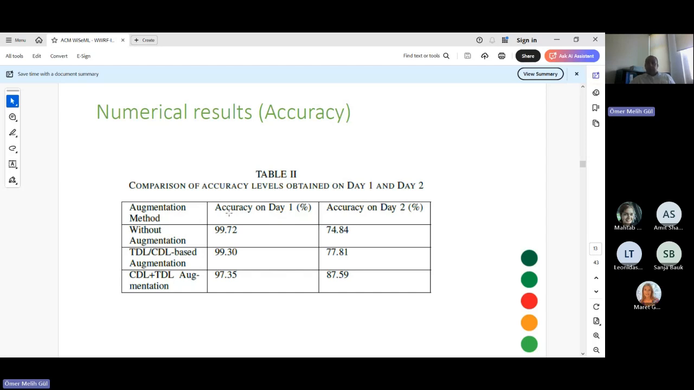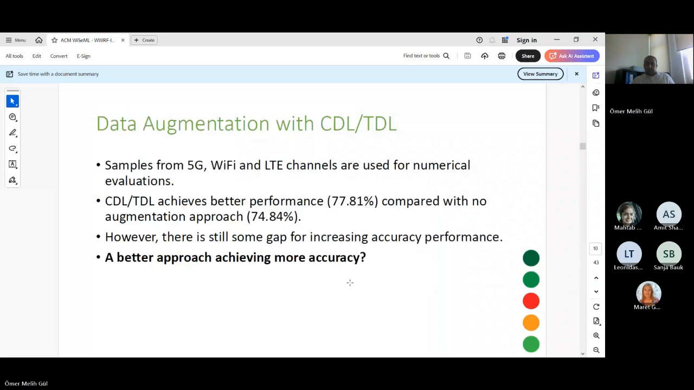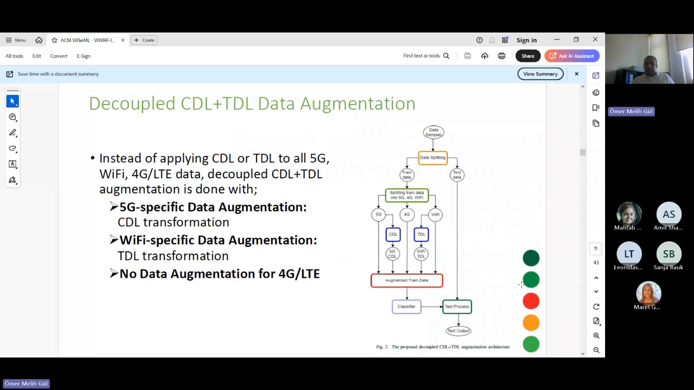But when you consider day two, without augmentation, just by using the CNN-based approach, you will achieve 75%. If you consider CDL or TDL-based augmentation, it is 78%, but with CDL plus TDL augmentation, the last one, it is about 88%. That is 88%.